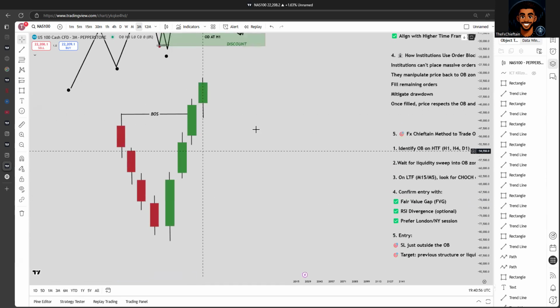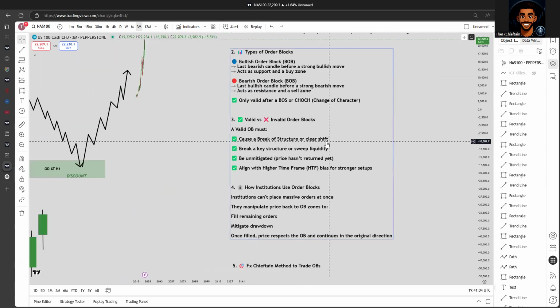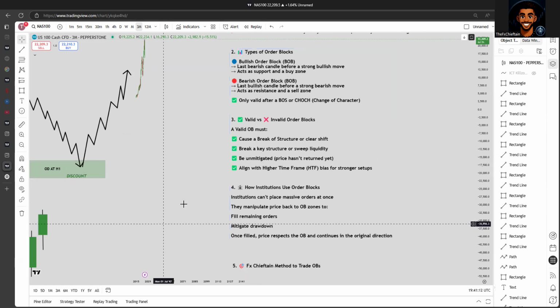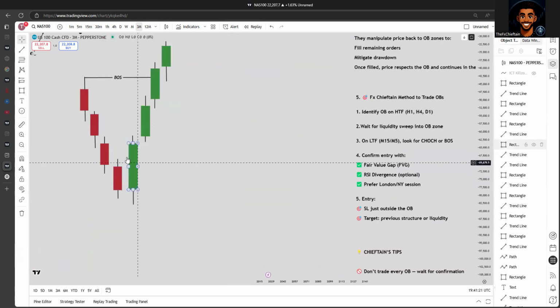All right. Now, because of this, we see that candle 1 and candle 3 do not touch. Remember the criteria for an order block: cause a break of structure or a clear shift, break key structure or sweep liquidity, or be unmitigated, which means price has not returned, right? The last bearish candle before a strong bullish move, acting as support for a buy zone. Now, where's the last bearish candle?